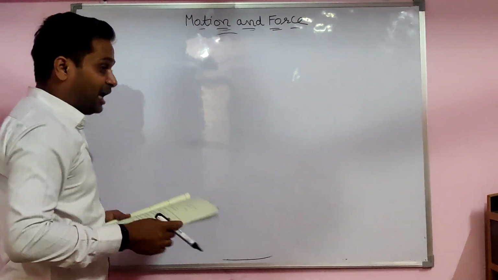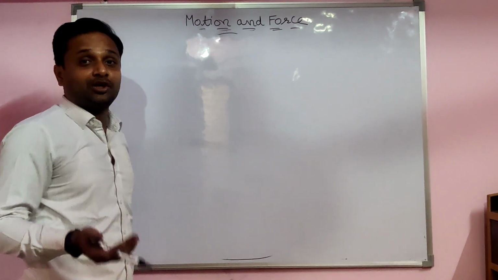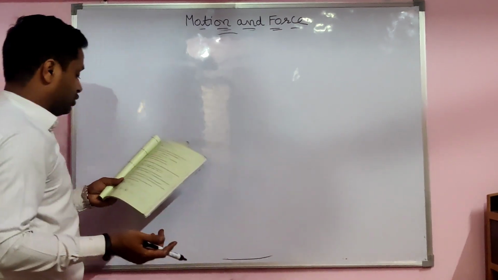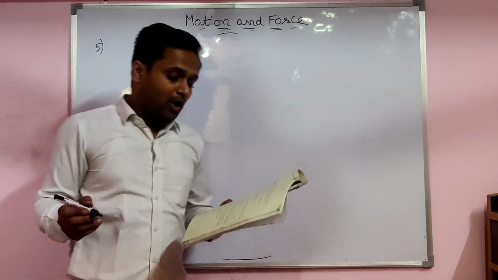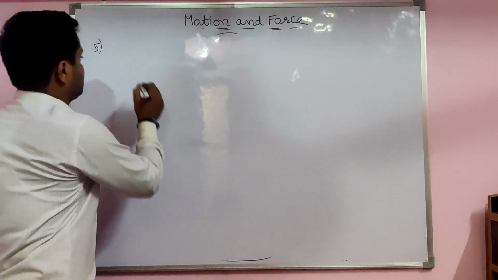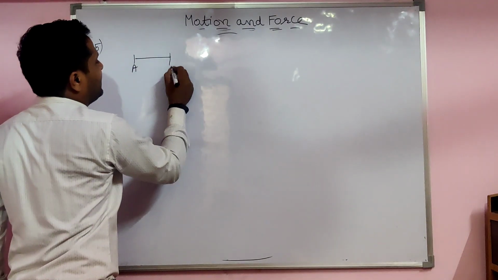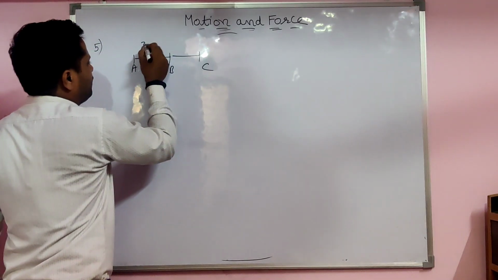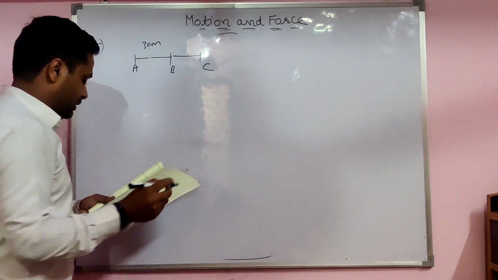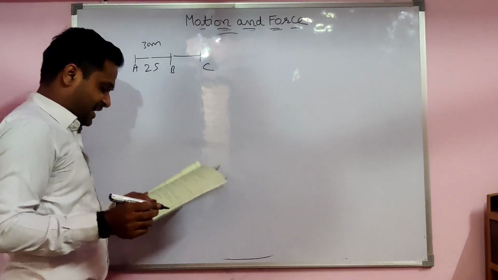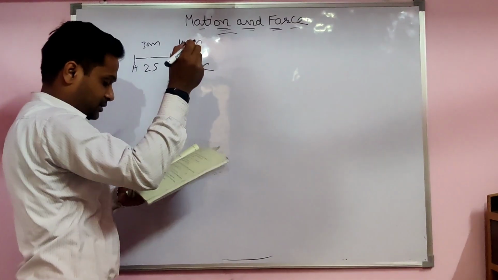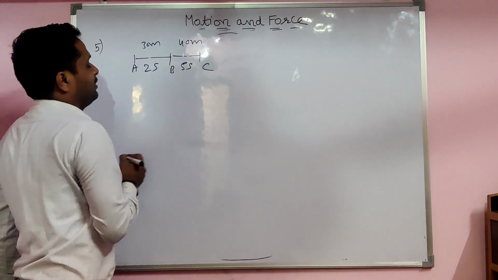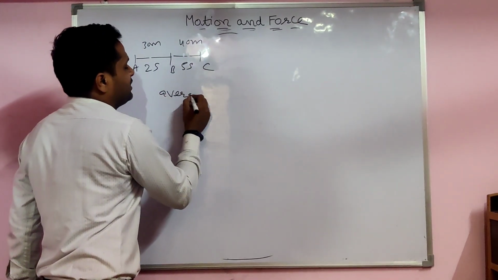Yes, I already said these numericals are on the worksheet also. Now come to the fifth one. A body travels 30 meter. First of all, body moves from A to B, then B to C. First 30 meter in 2 seconds, and next 40 meter in 5 seconds. Find the average speed.